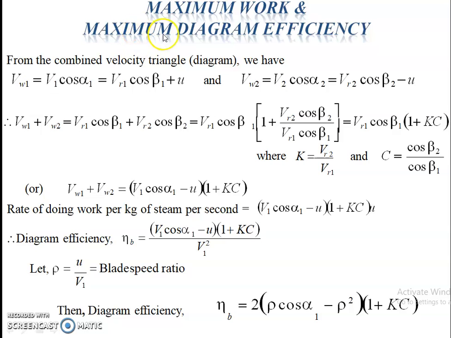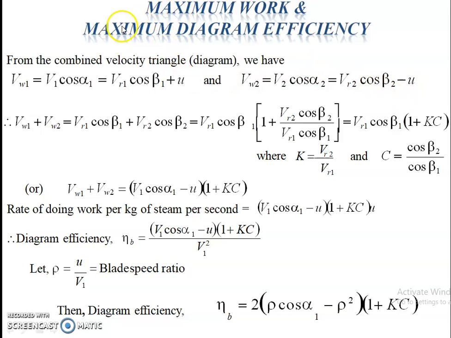For maximum work and maximum diagram efficiency, from the combined velocity triangle, at the inlet triangle the whirl component VW1 is V1 cos alpha 1. This can be written as VR1, the relative velocity, cos beta 1 plus u. From the outlet velocity triangle, the whirl component VW2 is V2 cos alpha 2, equal to VR2 cos beta 2 minus u.